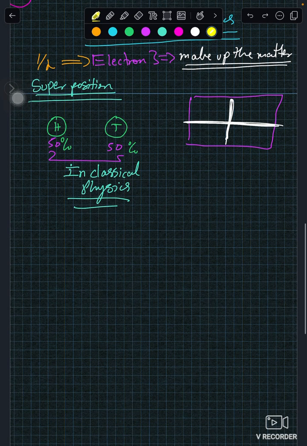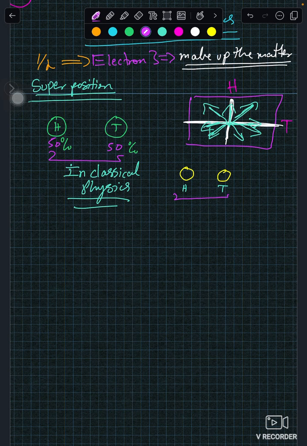In superposition, we will be looking at each and every possible probability of having either head or tail. Let's suppose I want to describe it in probability terms. Either it can have this, or this, or this, and so on. Multiple probabilities we can have. Many probabilities. So this is what superposition is all about.